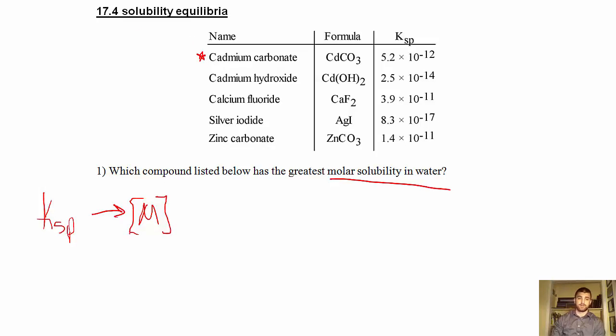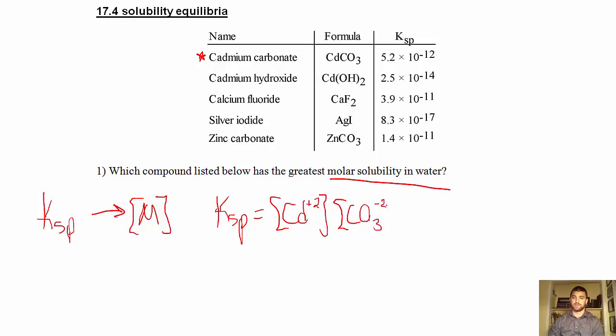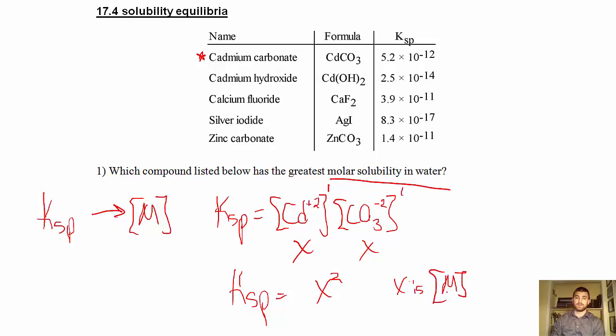Let's look at the first one right away. So the Ksp here is going to equal the concentration of the cadmium ion times the concentration of the CO3 2- ion, the carbonate ion. Now it's 1 to 1, so the exponents are 1 and 1. So they're going to be equal to each other in concentration if we're dissolving cadmium carbonate. So we're going to have essentially x times x. So the Ksp is really going to be equal to x squared, where the x is the molar solubility. All right, so if we want to know the molar solubility, we just take the square root of the Ksp for that, and we end up with x.